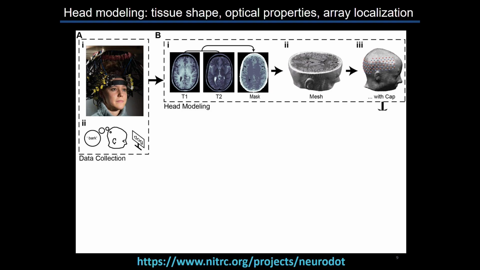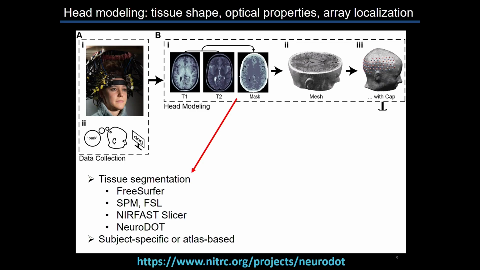So from that, you can generate a three-dimensional finite element mesh to be able to solve differential equations using Hamid's NIRFAST toolbox or other toolboxes that use Monte Carlo. All you need then is the location of the cap, so the array of sources and detectors. And we're developing photometric approaches so that you can do that readily. You can also use approaches by hand, but that's beyond the scope of today's conversation. For the tissue segmentation, you can use FreeSurfer, SPM, FSL, NIRFAST, Slicer, or NeuroDot.